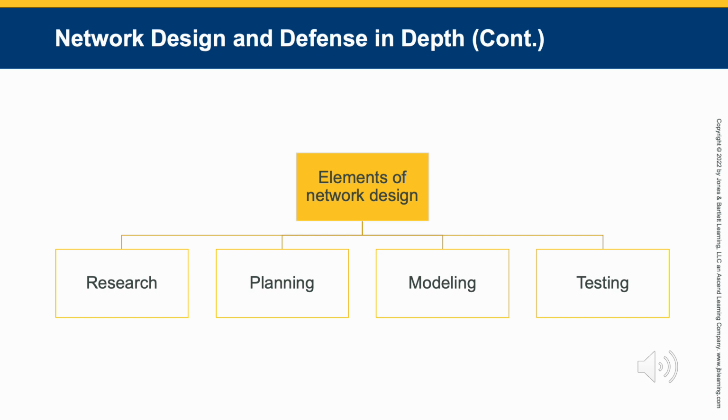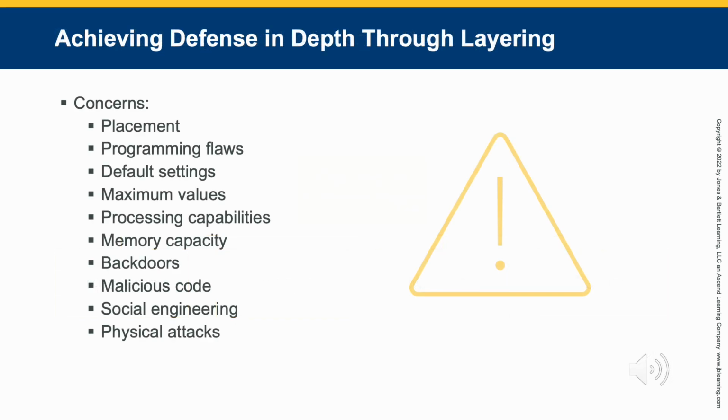When considering a defense in depth design, we want to look at the elements of the network design. We want to research, plan, model, and test our designs. Achieving defense in depth through layering. Think of defense in depth as an onion, and as you peel back the layers, defense in depth is concerned with placement, programming flaws, default settings, maximum values, processing capabilities, memory capacity, backdoors, malicious code, social engineering, and physical attacks.